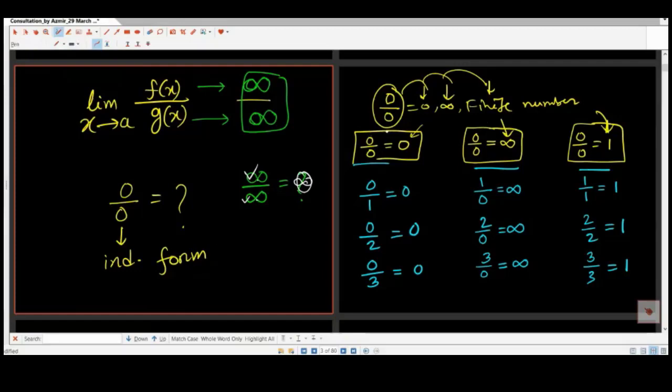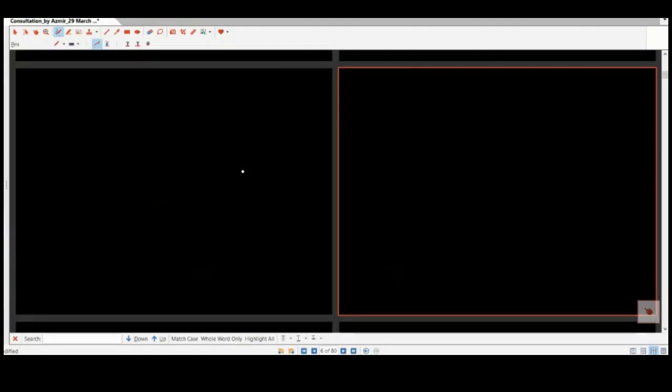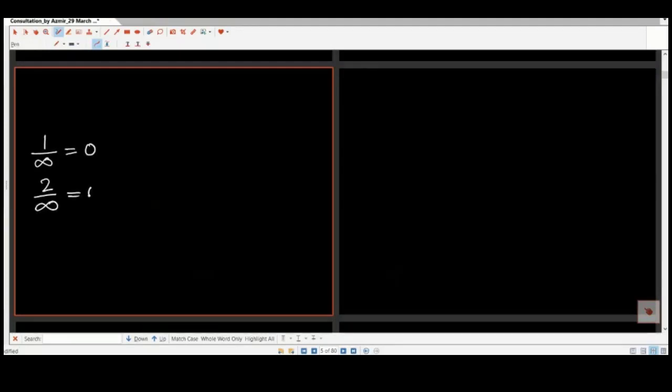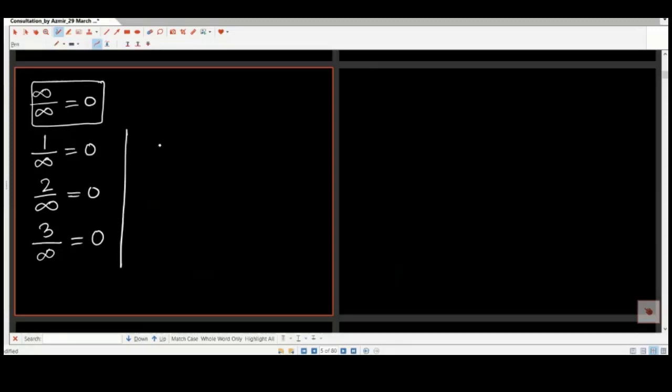Just like 0 over 0, we can also think about infinity over infinity. So, for example, let's say we have 1 over infinity, we know this is 0. We have 2 over infinity, that will be 0. 3 over infinity, that will be 0. So that means infinity over infinity can be 0. We can also think another way.